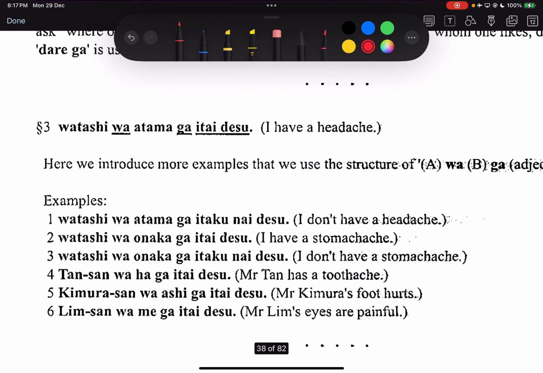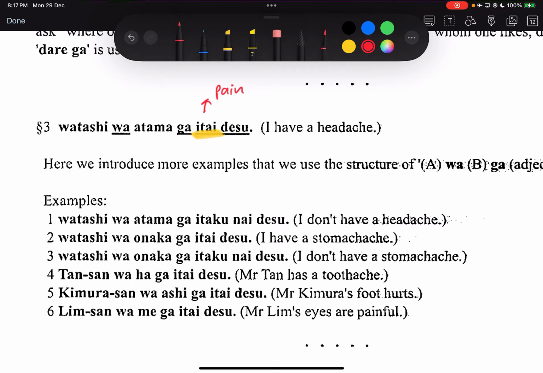Okay, number 3. Watashi wa atama ga itai desu. So same as the first one. The first one was something wa, object ga, something desu. But in this case, the new thing here is itai desu. Itai means pain. In English, when we are hurt, we say ouch. In Japanese, when they are hurt, they say itai. So itai literally means pain, and also ouch, both.